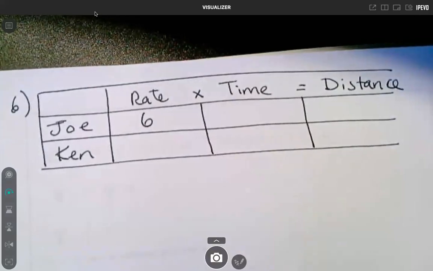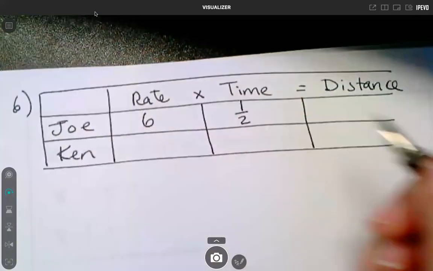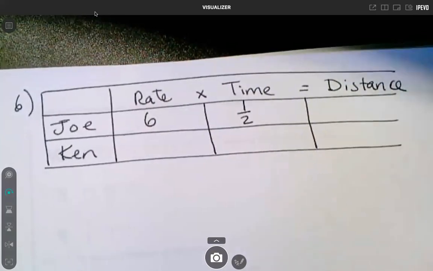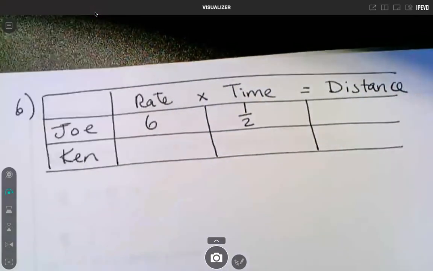Well, okay. Joe starts at 7. And then we're asking about at 7:30. So what is that in terms of an hour? 7 to 7:30? Half, right? So 1/2. Joe's time is a half. So after 30 minutes, that's what we're only worried about, that one point in time. Okay, 30 minutes later.